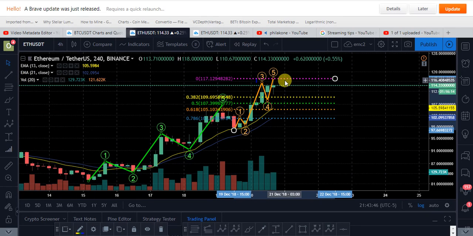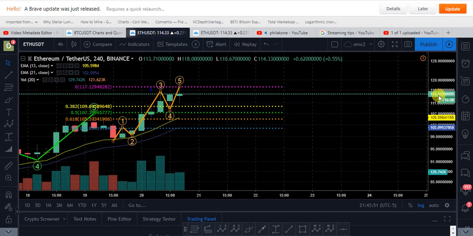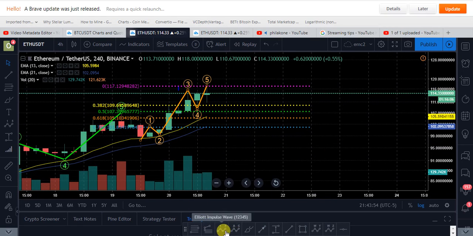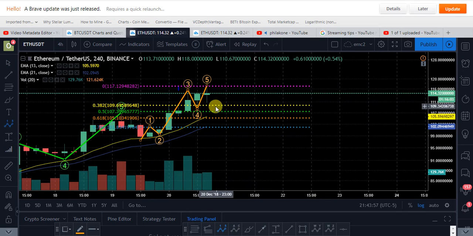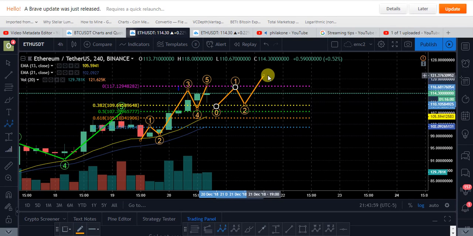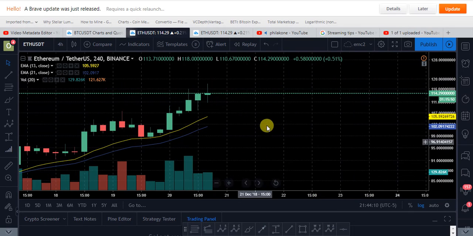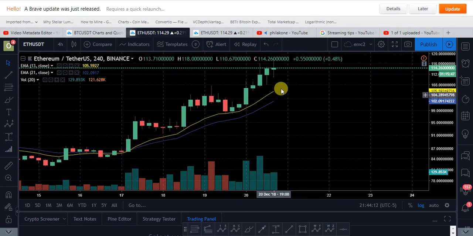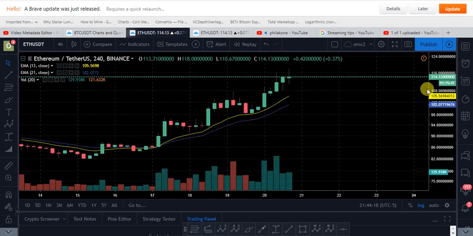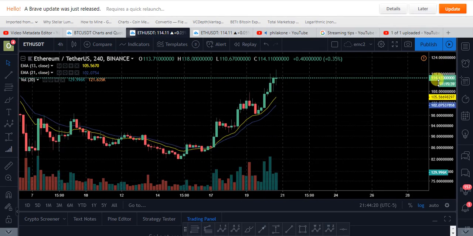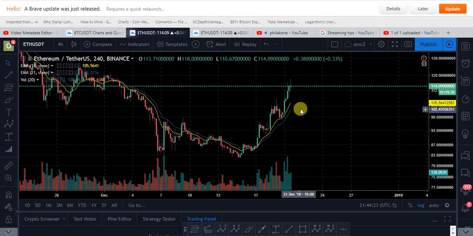area, right? And then most likely, if we're going to continue the trend, let's say we come back down to this area, right? We're going to have another 1, 2, 3, 4, 5, right? And most likely going to like 125, right? But we're just going to have to wait and see until the price comes in contact with this 13 EMA, and then we're going to decide what's the next step to take, right?